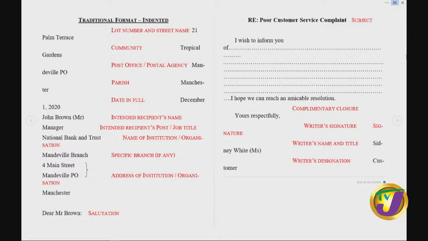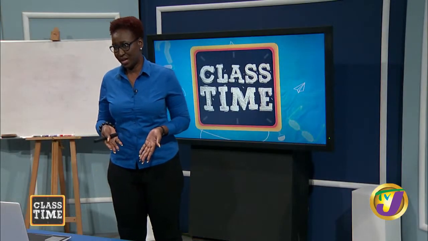And then you have the salutation also below that. Then you get into the body of the letter. And then the complimentary close would be to the right of the page as well. So that's the traditional style. That one is not so popular anymore. However, it still helps to know that this is the style.